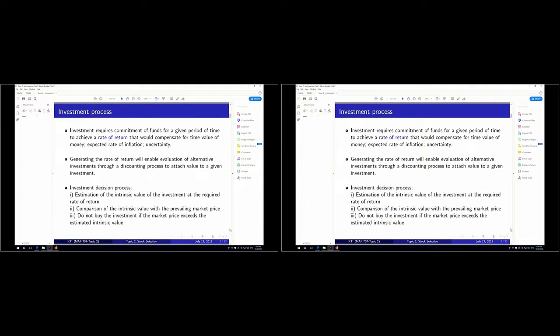Having generated the required rate of return on equity, the required rate of return on this investment, what you do is then identify some kind of cash flow, some kind of financial fundamental to conduct valuation, right? So identifying the required rate of return is one side, but making a value judgment on that company using a fundamental is the other side.